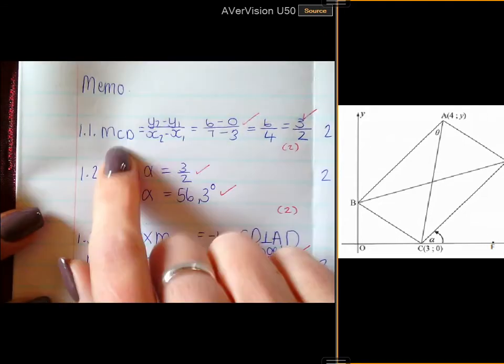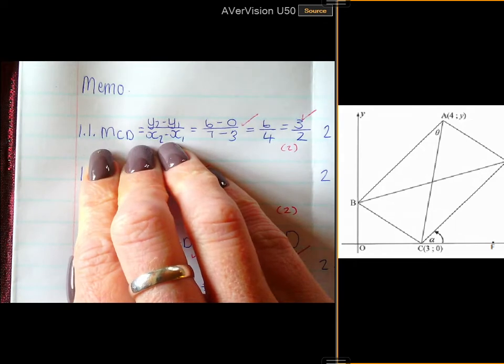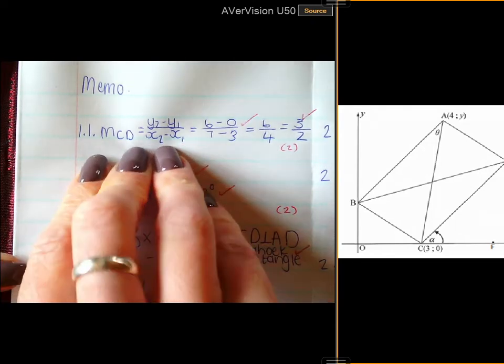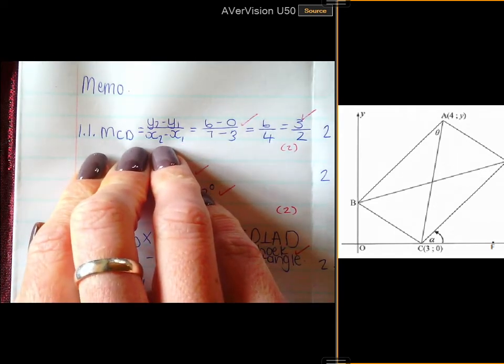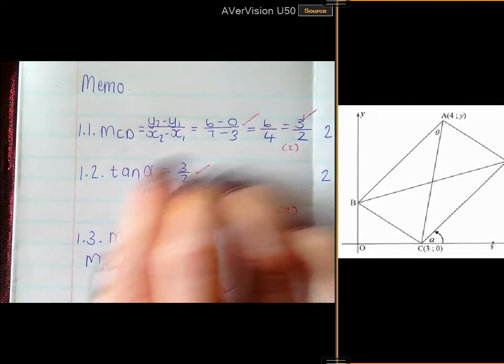Okay, grade 11s, let's quickly go through the memo. The first question asked was for the gradient of CD. That will be that gradient right there. You had both coordinates, you all answered it pretty well. Substitute into the formula and you get the answer.